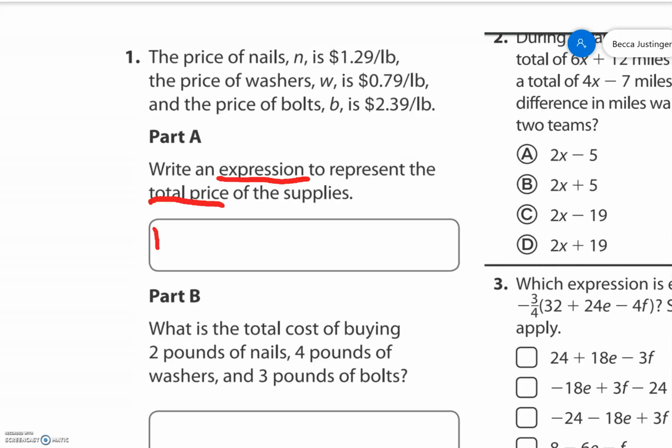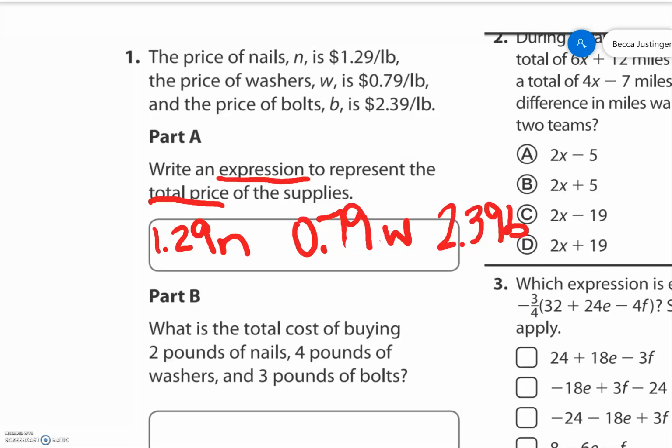So nails are $1.29 per pound of nails, so it's going to be $1.29 times N. Washers are 0.79 W, because W stands for washers, and bolts is 2.39 B. And we want to find the total cost, so we're adding. There's our expression. Remember, it's an expression, so we don't want an equal sign.